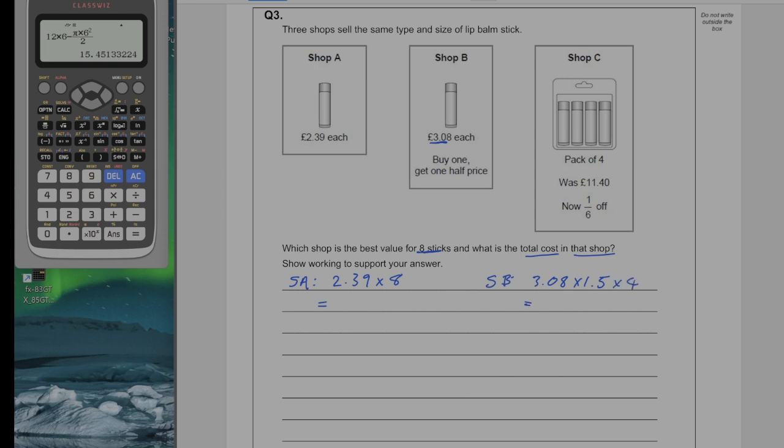And then for shop C, pack of 4 was £11.40, now 1/6 off. So I need 2 lots of the packs, so £11.40 times by 2, but then I want to divide that by, actually, we'll times it by, because 1/6 off, we're paying for 5/6 of the price.